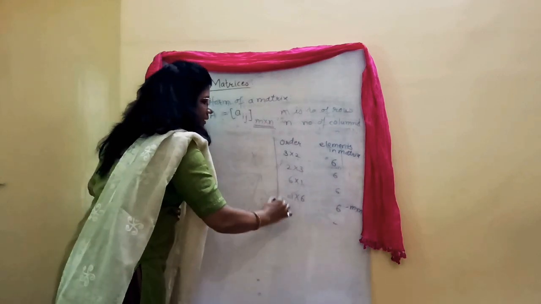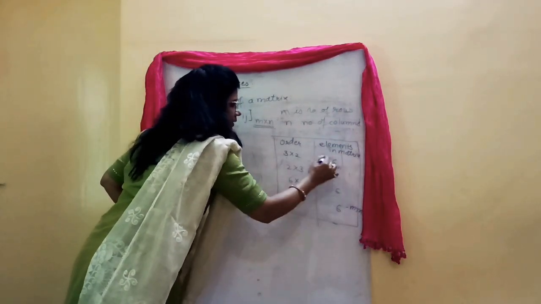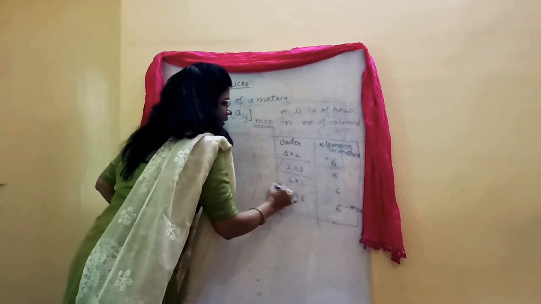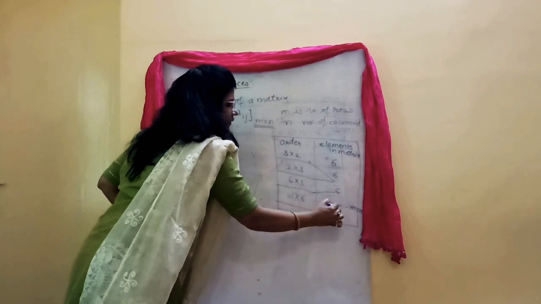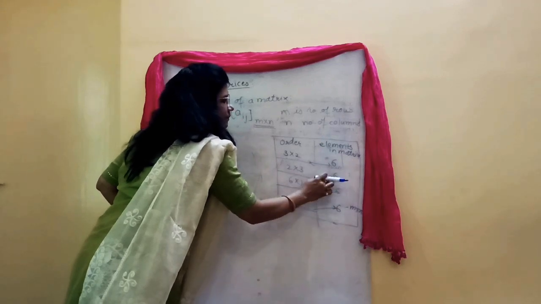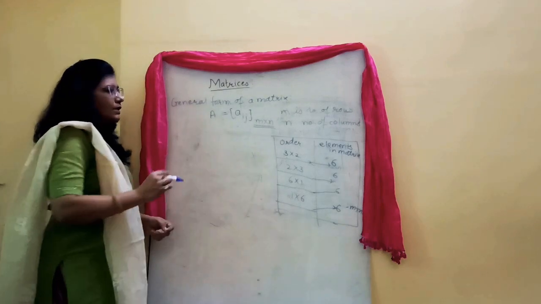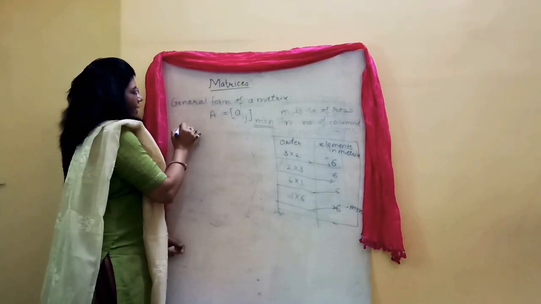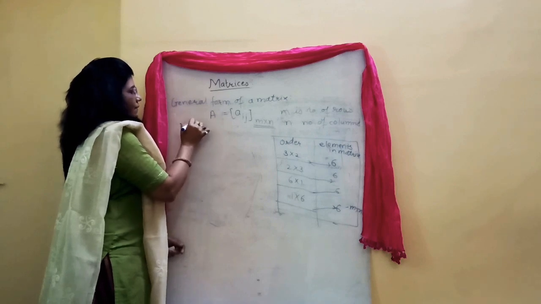So these are the number of all possible. The orders are different, but the number of elements are same. Orders are different, but the number of elements are same. Suppose number of elements are 24.